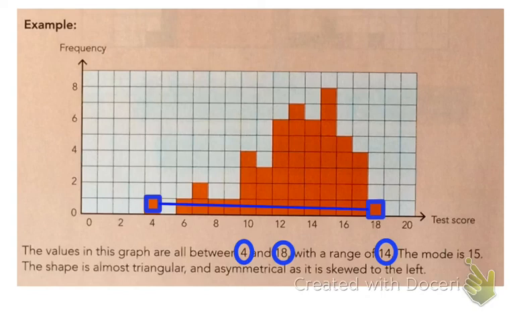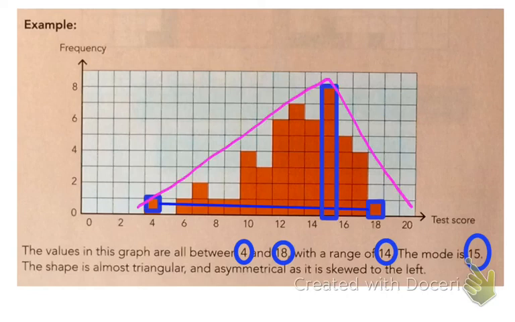We want to also identify the mode. Your mode is your biggest point, and in this case, we can see your mode occurs at 15. And then we need to describe the shape of it. We can look and see it looks almost triangular when I draw a little shape over the top. And it's asymmetric because it's skewed to the left.